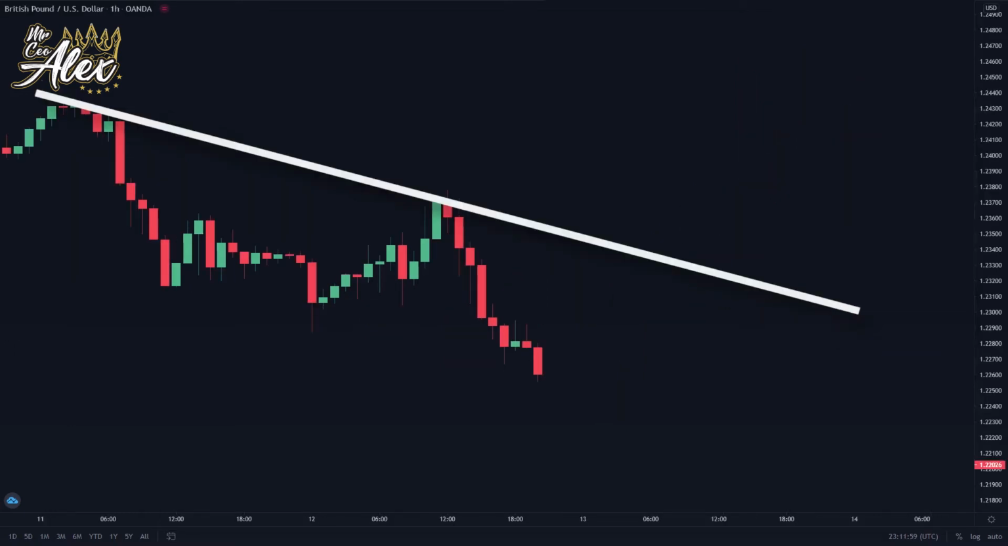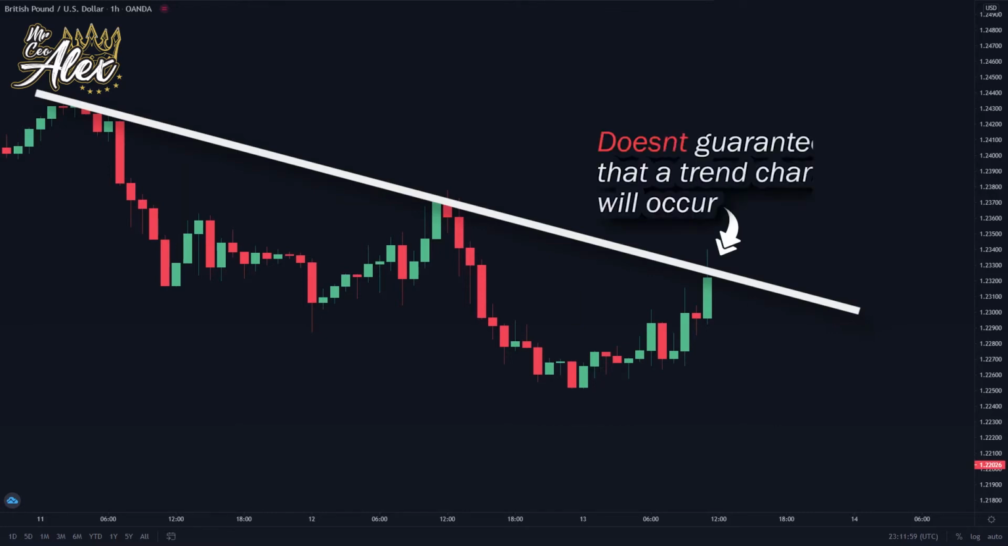Now remember, just because the price hits the trend line doesn't guarantee that a trend change will occur. You need to use additional price action techniques to confirm your analysis, which I will discuss later in the video.